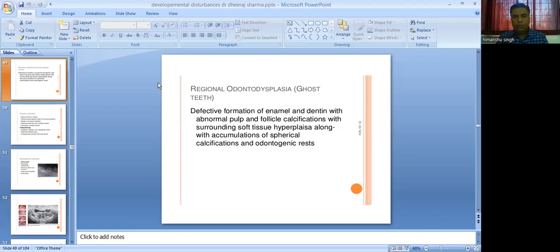Regional odontodysplasia is also called ghost teeth. In this, the defective formation of the enamel and dentin is seen, with abnormal pulp and follicle calcifications, with surrounding soft tissue hyperplasia, along with the accumulating spherical calcifications and chondrogenesis.